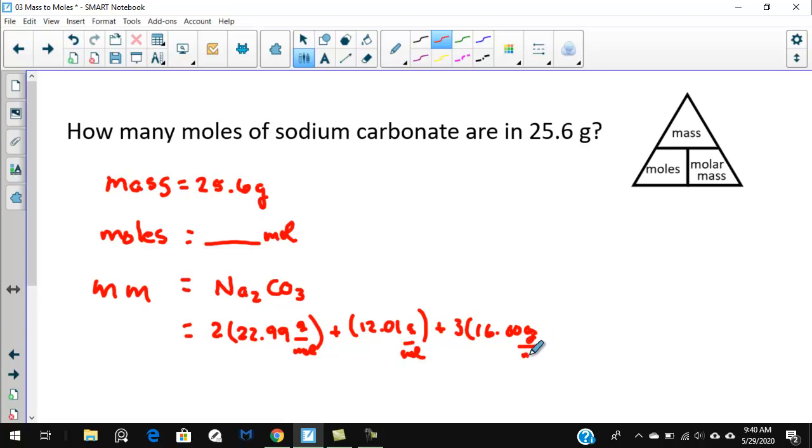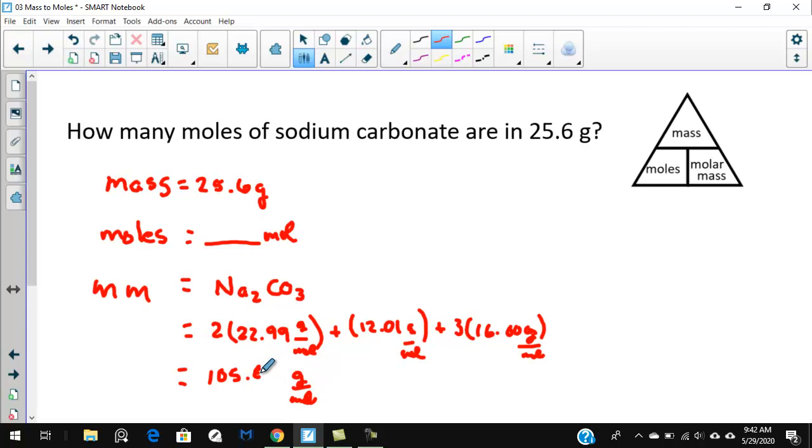And you don't need to write this out every time. Once you get good at figuring out these molar masses, you can just do it in your calculator if you wish. And then we'll calculate what that'll come out to as an answer. So the molar mass is 105.99 grams per mole.